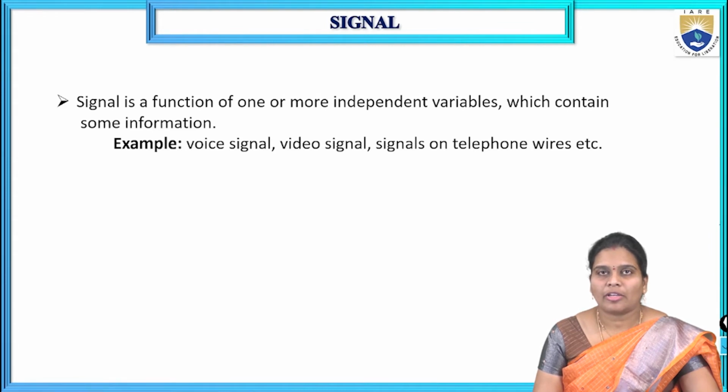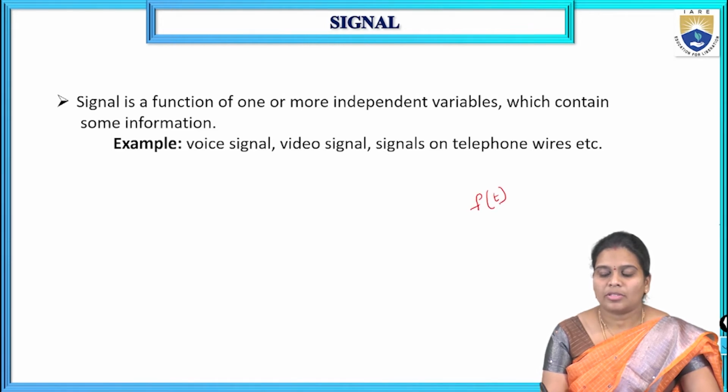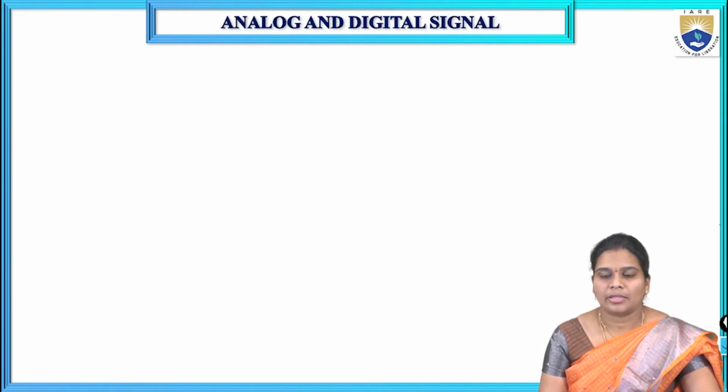Here we are taking one function, f of t, which depends on time. On the x-axis we take time, and on the y-axis we take temperature, voltage, or current, whatever it is. So this is the signal. There are two types of signals: analog signal and digital signal.